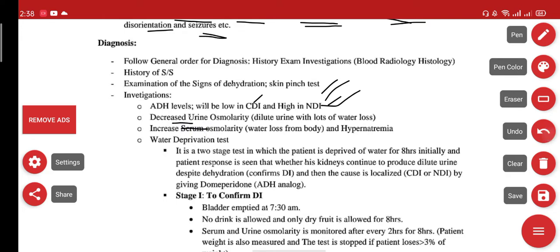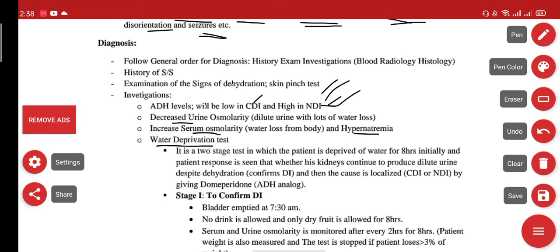Moreover, the serum osmolarity will be high. That is because since water is lost, there is a build up of the electrolytes. There will be hypernatremia. Now, the main test that you do is the water deprivation test.